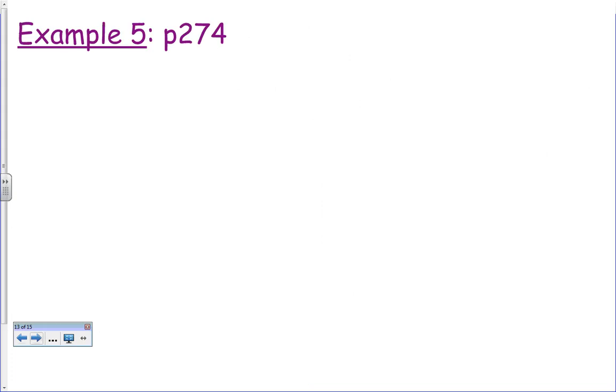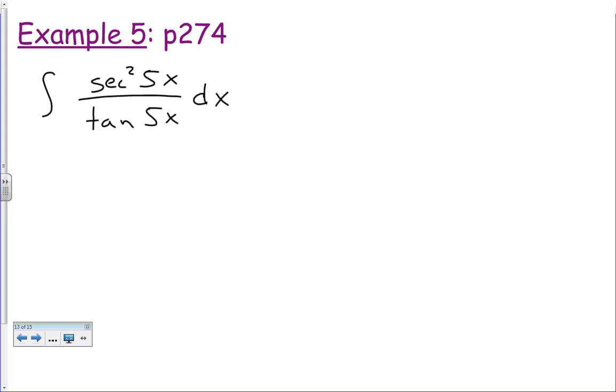Let's actually use this now in a couple of examples. So example 5 says to integrate the secant squared of 5x over the tangent of 5x dx.